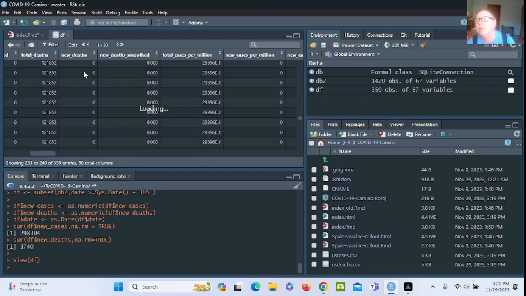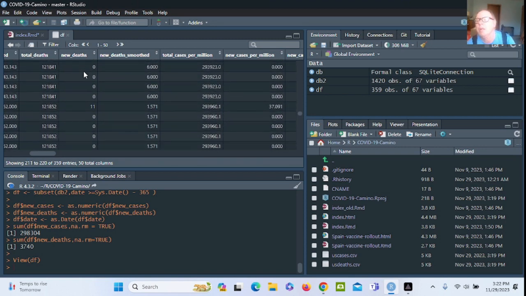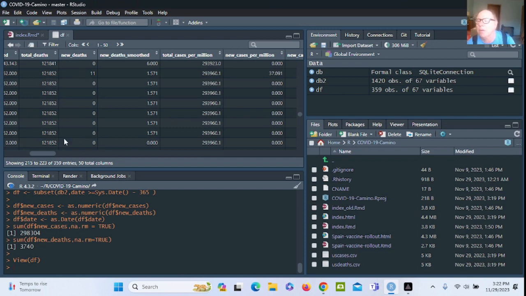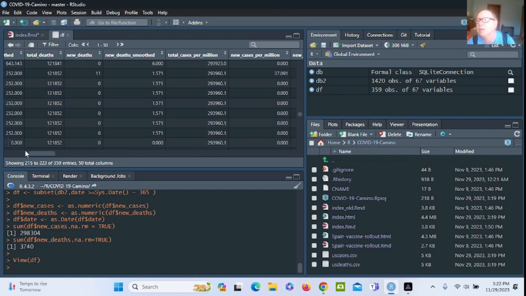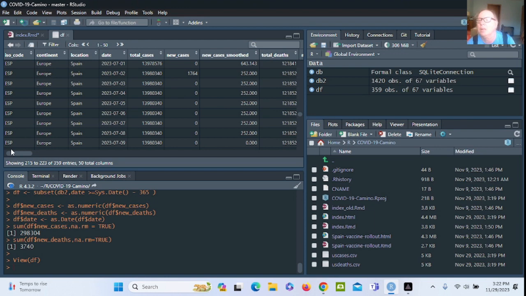So it appears that Spain stopped recording COVID-19 deaths in July. In Spain, the number of COVID-19 new cases and new deaths stopped being recorded on September the 3rd of this year, 2023. Okay?